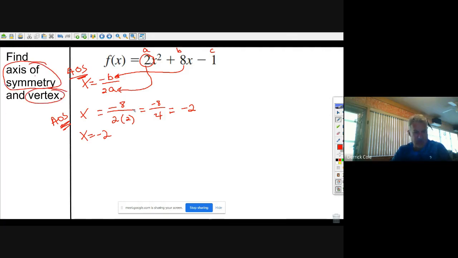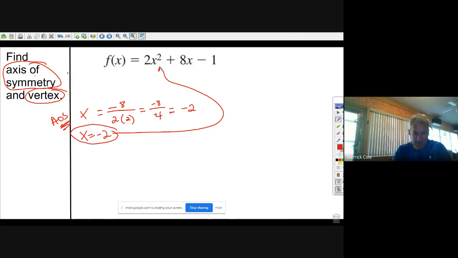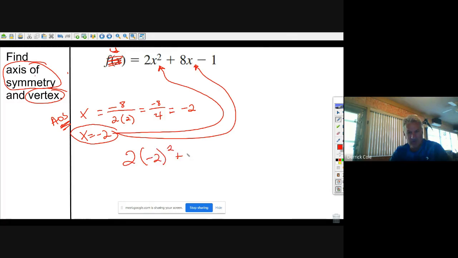Now I've got to find the vertex. Vertex means I take that number. See, I told you we're going to get a number when we did this. We're going to take that number and plug it back in wherever you see an x, and we're going to solve it, and that's going to give us the y value of the vertex. All right, so I'm going to go 2 times -2 squared plus 8 times -2 minus 1. This is going to be my y. But it says f of x. I told you before f of x and y are the same thing.